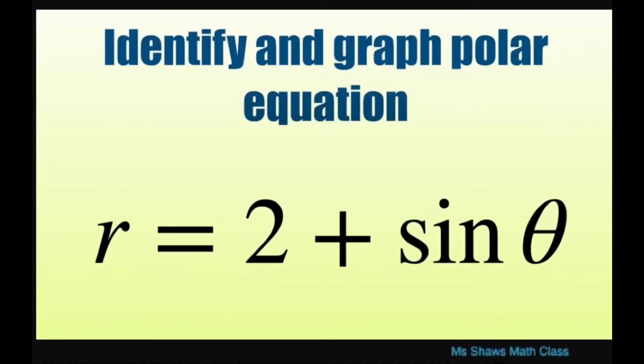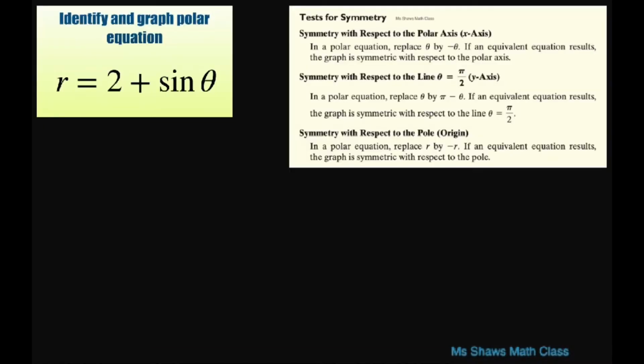Everyone, we're going to identify and graph the polar equation r equals 2 plus sine of theta. It says identify. This is going to be a Limacon without an inner loop, and I will show you the form for that momentarily. Right now, let's test for symmetry because we're going to have to graph this. And so we're going to test condition 1, condition 2, and condition 3.